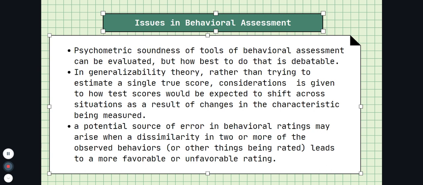Because behavior changes across situations, we need an approach to reliability that can account for those changes. In contrast, personality traits are assumed by many to be relatively stable across situations. A potential source of error in behavioral ratings may arise when a dissimilarity in two or more of the observed behaviors leads to a more favorable or unfavorable rating.